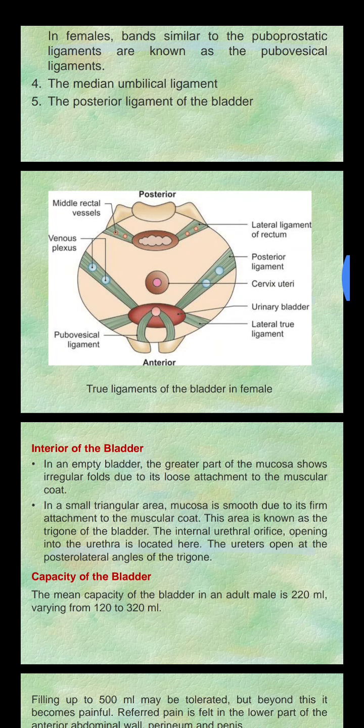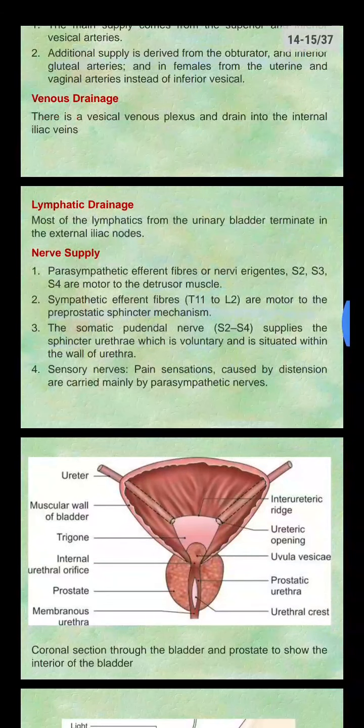Then, in a small triangular area inside the bladder, as I showed you in the diagram, the mucosa is smooth due to its firm attachment to the muscular coat. In this triangular area, you can see this pink portion where the trigone is written in the diagram. This part of the mucosa is tightly attached to the muscular area, and it is triangular in shape and can be seen differently.